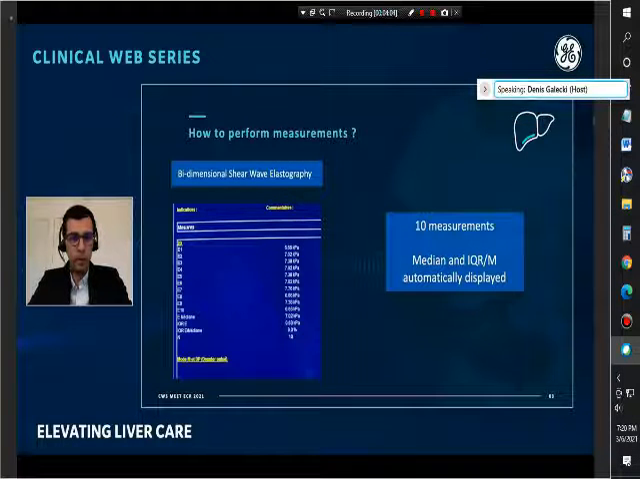And at the end, the device will automatically deliver the results with the median of the 10 measurements and the interquartile range and the interquartile range above median value ratio.